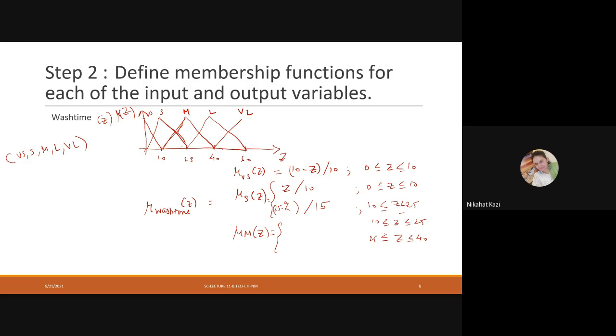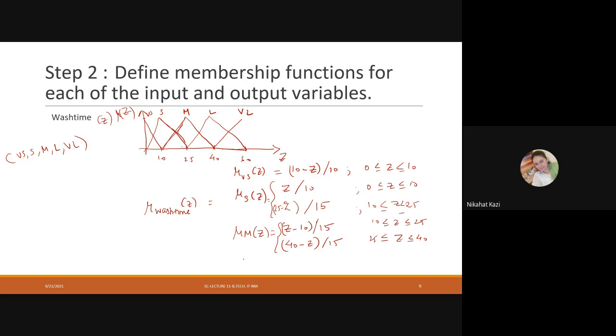Between 10 to 25, it's an increasing slope, so it is z minus 10 divided by 15. Similarly, for 25 to 40, it is 40 minus z divided by 15.